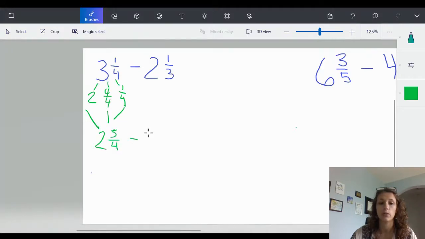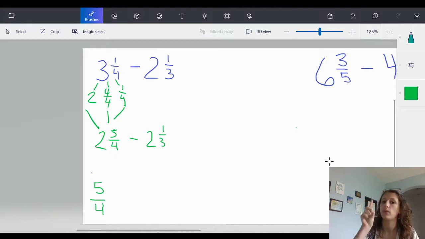Take away 2 1/3. I notice that I have different fractional units. In order for me to subtract, I need to have the same unit. So I need to find a common denominator, or a like unit, that fourths and thirds can both be renamed as. Well, I know that I can change fourths into twelfths and thirds into twelfths because both 4 and 3 are factors of 12. I can go 4, 8, 12. 3, 6, 9, 12. So let's go ahead and do that.